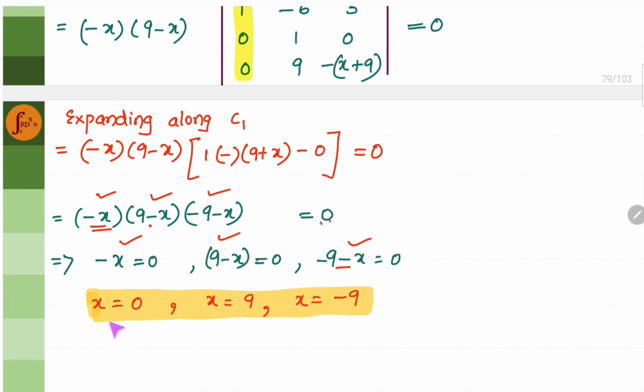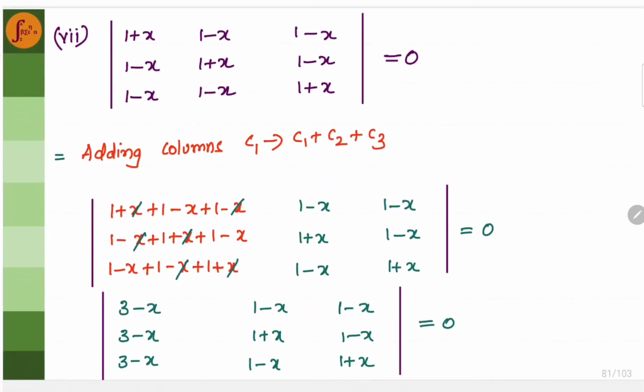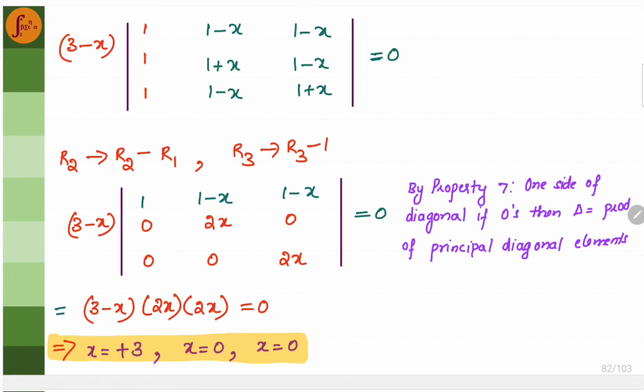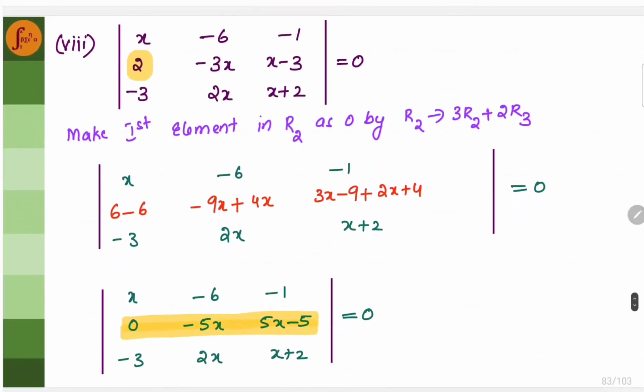So minus x is 0 means x is 0. 9 minus x is 0 means x is 9. Minus 9 minus x is 0 means x is equal to minus 9. Similar problem, related problems. I think by now you would have already caught the technique. Property 7. One side of the diagonal is zeros. Property 7. Multiply the diagonal elements. I hope you have by now got the properties and the techniques by heart. So the more you solve, it's going to be very easy.